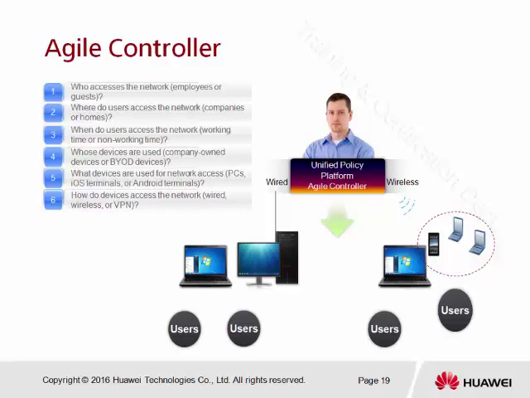So maybe the device is provided by the company, so company-owned device or VLAN, or the employee's own device. It can also detect whether the access terminal is a PC, using an iOS terminal or an Android terminal, and how this device accesses the network. So it can monitor and control all those terminals from here, the Agile controller.